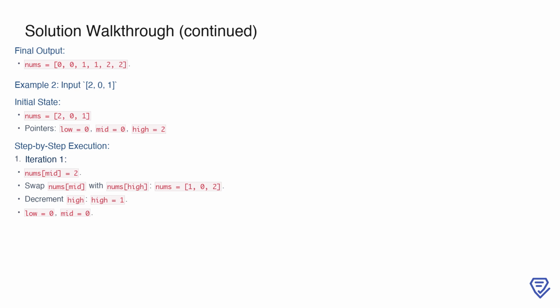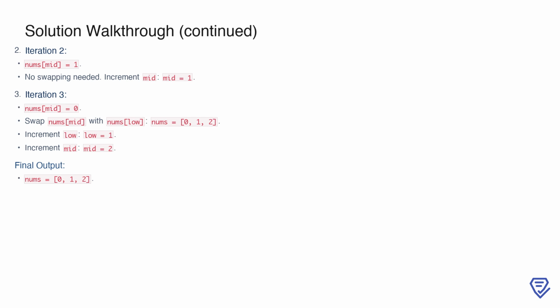Now, let's look at a second example with the input array 2, 0, 1. At the start, the pointers are initialized as low equals 0, mid equals 0, and high equals 2. In the first iteration, the value at mid is 2, so we swap nums[mid] with nums[high]. This moves the 2 to the end of the array, updating it to 1, 0, 2. After this, high is decremented to 1, and mid remains at 0 to check the swapped value.